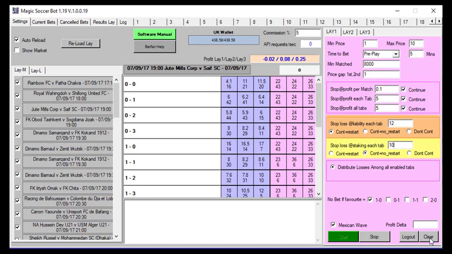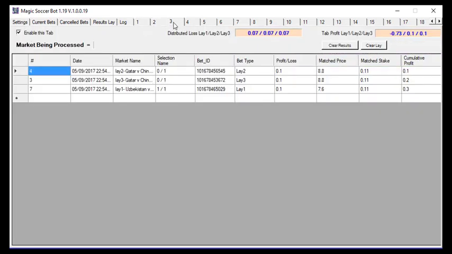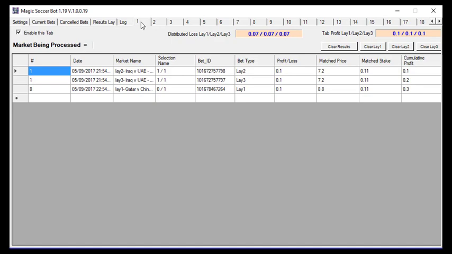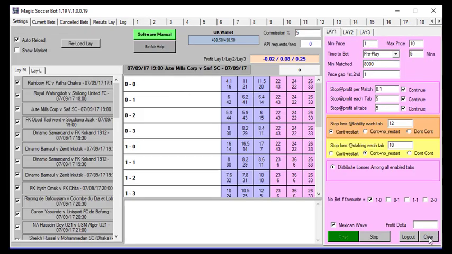If I push this clear here, it will clear all of lay 1's staking plans for each of these tabs up here. So you can see how much profit we're making here. They will all be cleared out and staking will start at 0 again if you push this clear button here on lay 1 and say lay 2. So you can clear all the lay 1's but keep lay 2 and lay 3 if you want to. It's up to you by pushing that clear button.